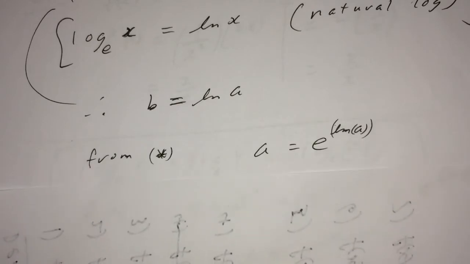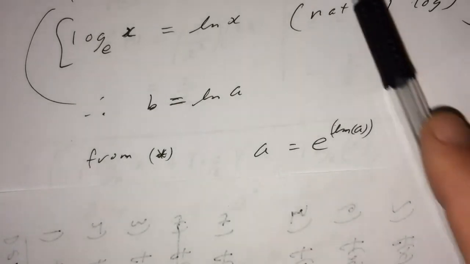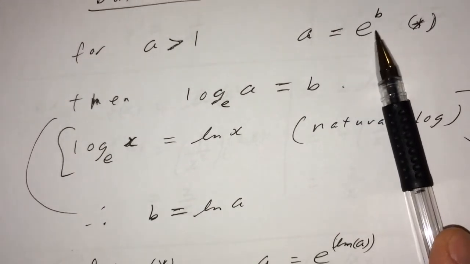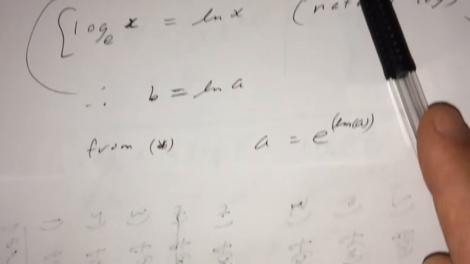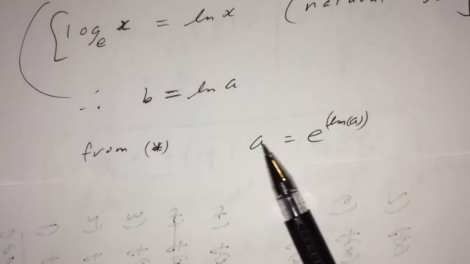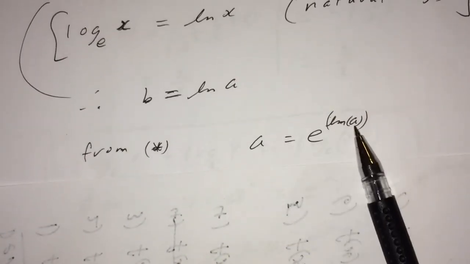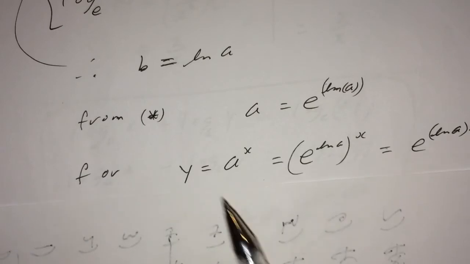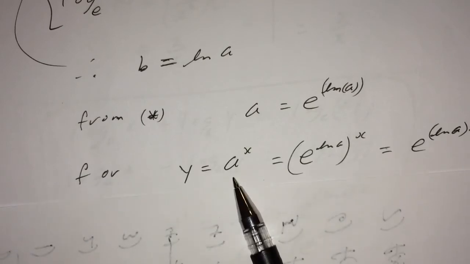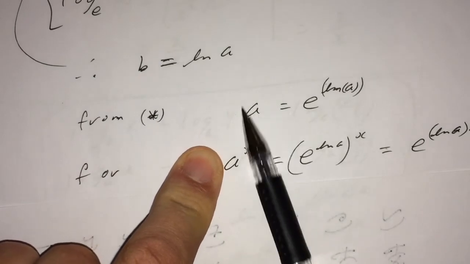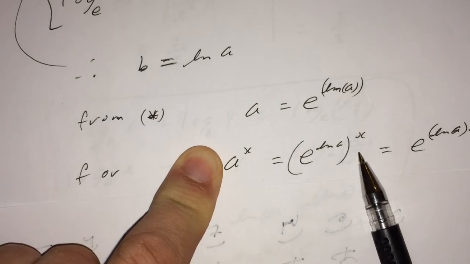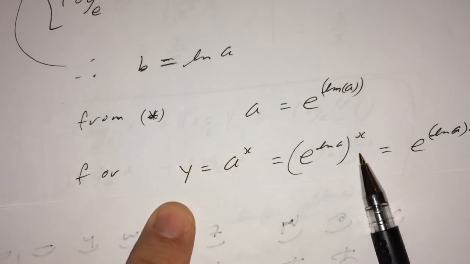Now let's go for rewriting this statement up here. So if a equals e to the b, okay, then a equals e to the ln of a. Right, because b equals ln a. Now y equals a to the x. Well, I'm just taking this part here, putting it to the exponent x, which means I'm going to put this to the exponent x. And I'm calling that my function y.